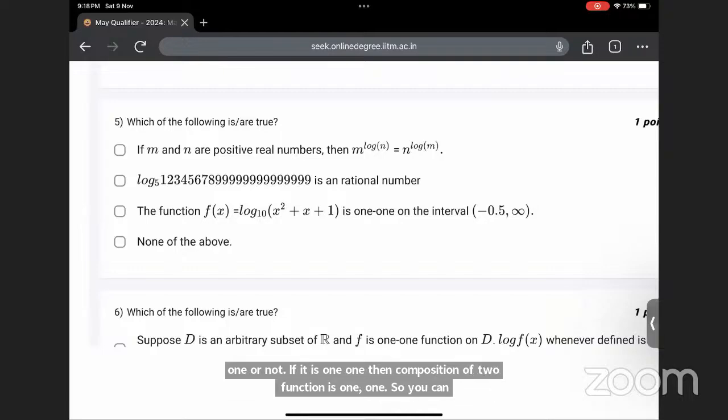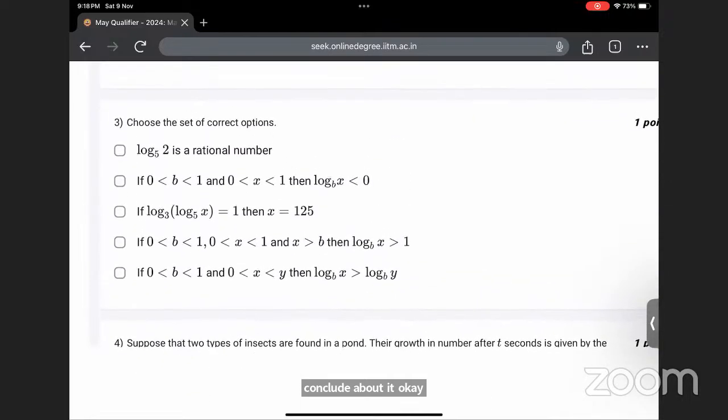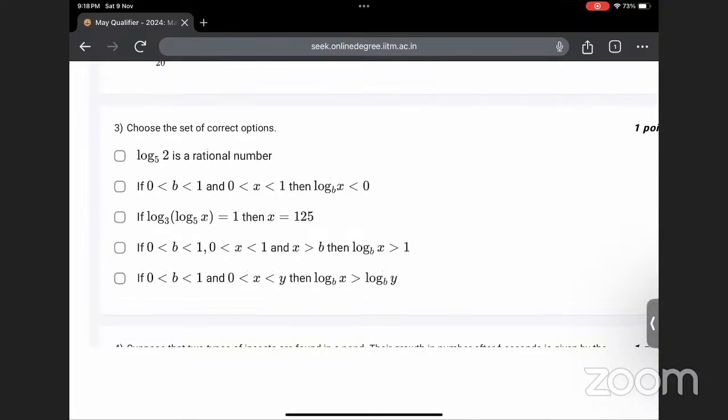And in question number 3, how is option 2 wrong? Okay, so again, if the base is between 0 and 1, then the function is a decreasing function, right? Decreasing function means when x is less than 1, logarithmic b x should be greater than logarithmic b of 1, which is 0. So this should be greater than 0 because the function is decreasing in this interval.